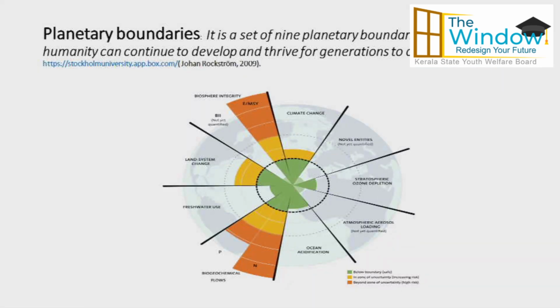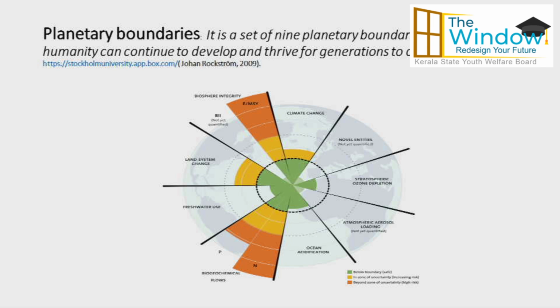Another proof of these changes in the earth system is the planetary boundaries concept. It is a set of 9 planetary boundaries within which humanity can continue to develop and thrive for generations to come. The planetary boundaries is a concept involving earth processes, which contain environmental boundaries proposed in 2009 by a group of earth system and environmental scientists led by Johan Rockström from the Stockholm Resilience Centre, and later developed by Steffen from Australian National University.